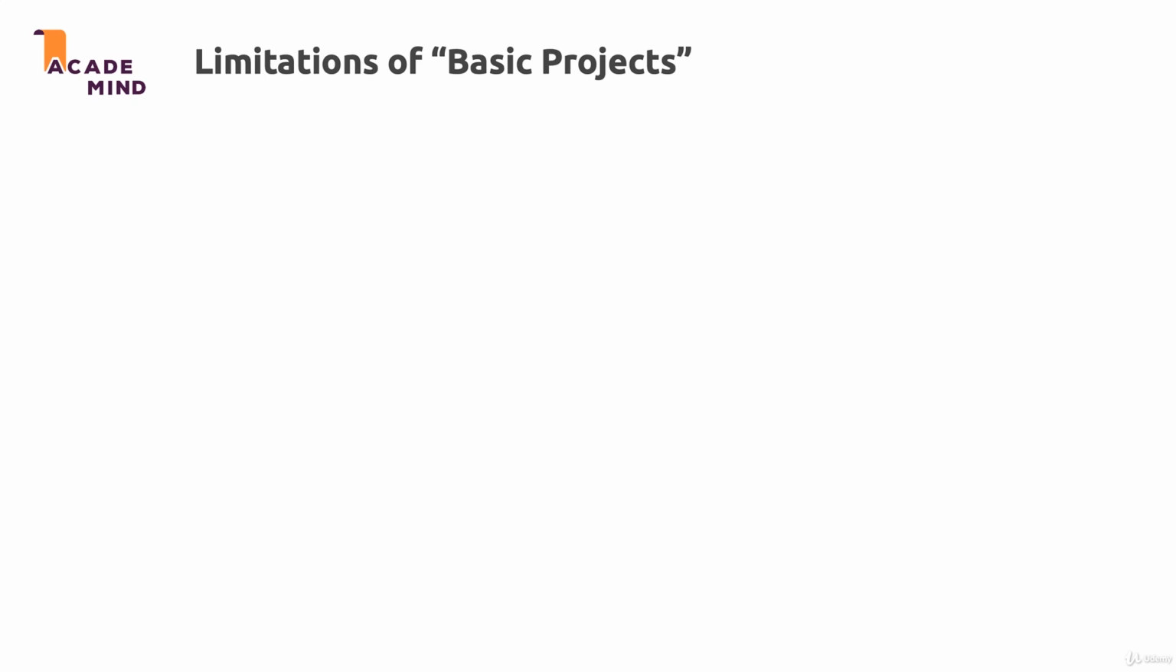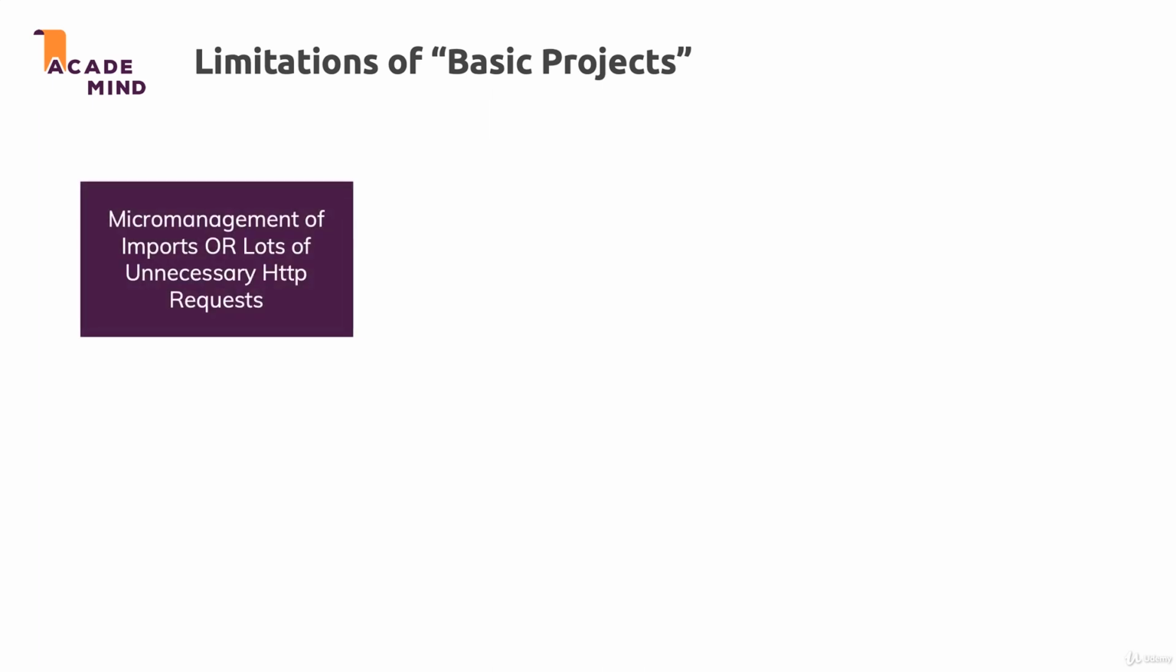To understand which tools we might need, let's dig into the potential limitations we might face with basic JavaScript projects as we use them thus far throughout the course. For example, we might need to micromanage all our imports if we're not using JavaScript modules, or if we are using them, as you saw and as I just explained in the last lecture, we might have a lot of unnecessary HTTP requests. So that's one problem we have. Not ideal. The bigger our project grows, the more we have to manage imports or live with all these requests, or both at the same time.